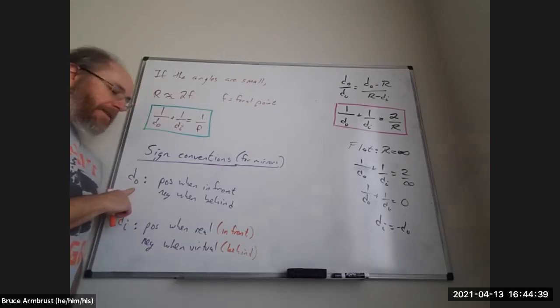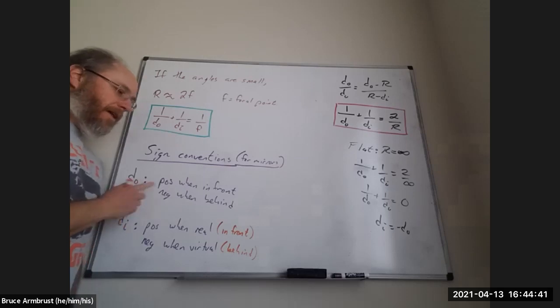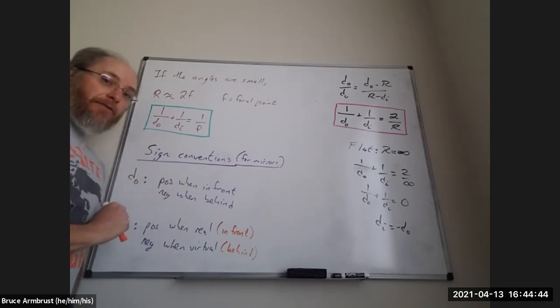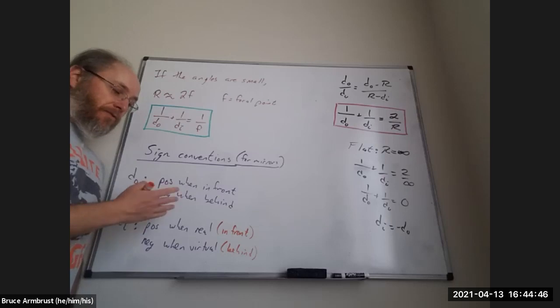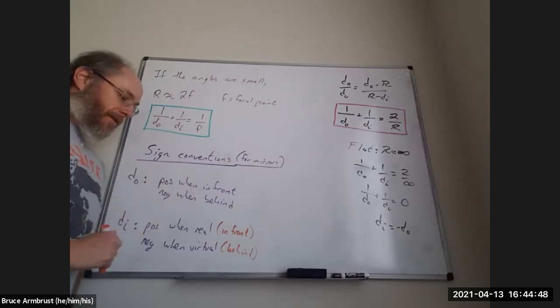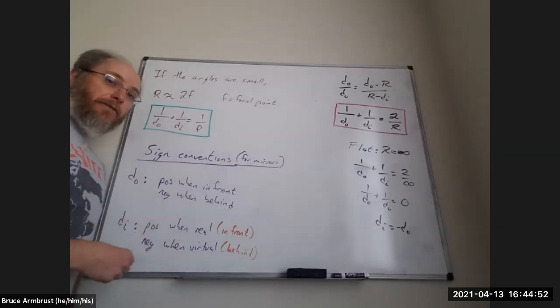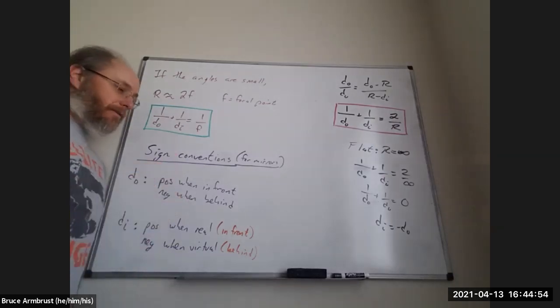And you could actually say the same thing with the objects. A real object is one that has the light rays that pass through it. So it's real, right? So that's the positive. And then negative when it's virtual, which means the light rays do not go through it, which means it's not in front of them.